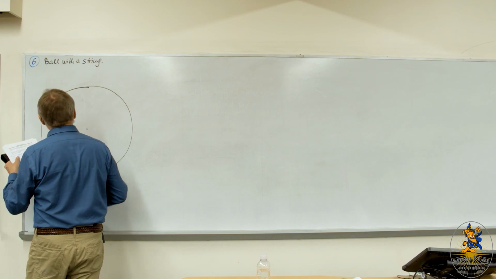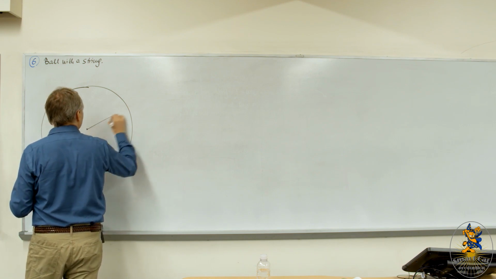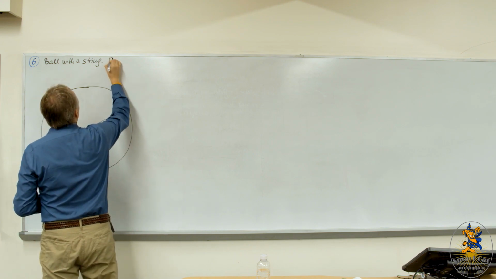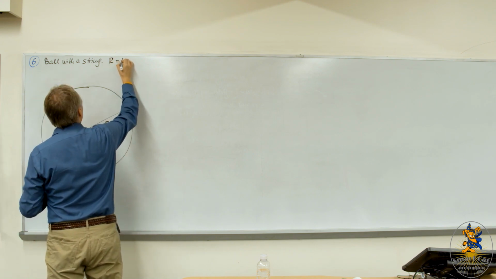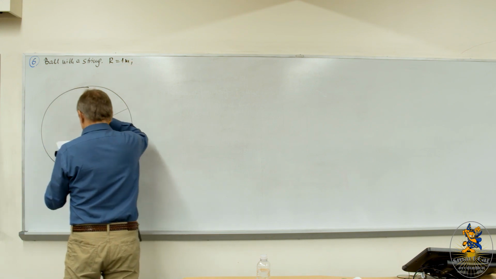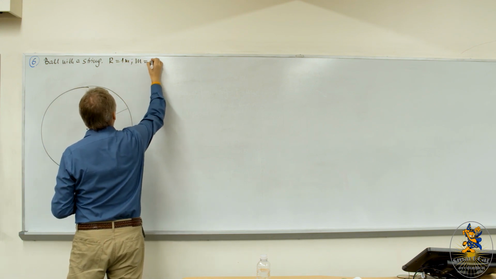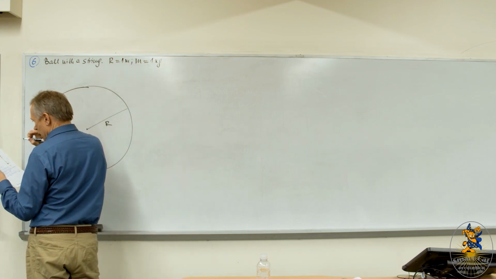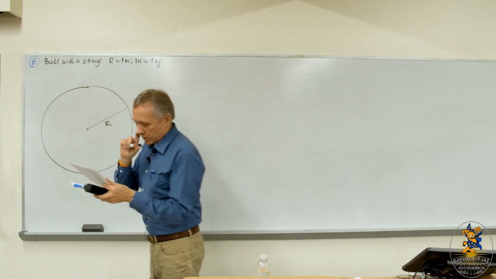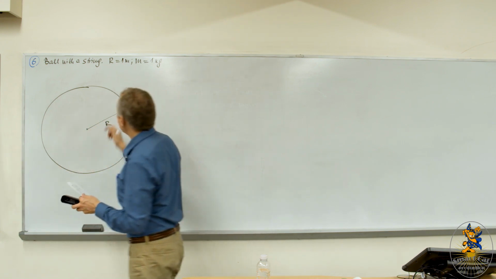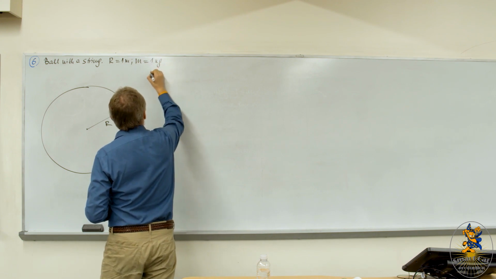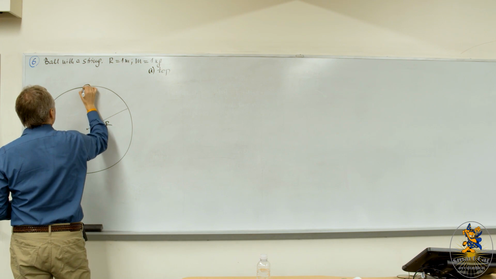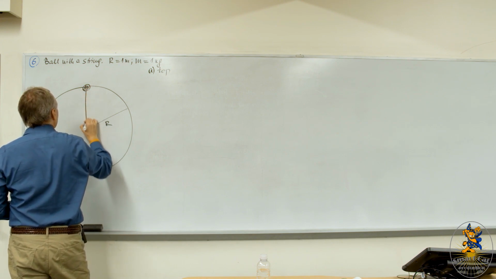So the radius is given. What is r? r equals 1 meter. Then the mass of the ball is 1 kilogram. And okay, so at the top, in part A, we're going to discuss the top point. Top point, so the ball is over here. Here's the string or the cord.